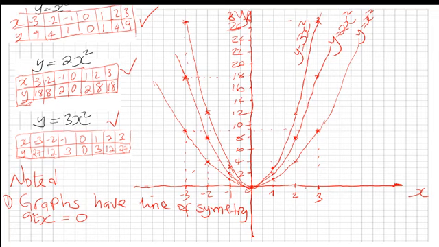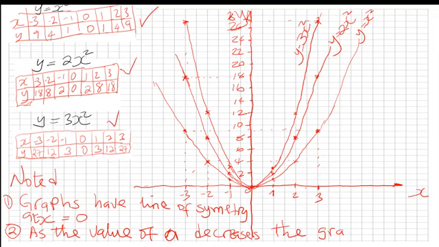Okay, and the number 2 observation, we also observed that as the value of a constant a decreases, the graph opens up. In other words, it becomes less steep.